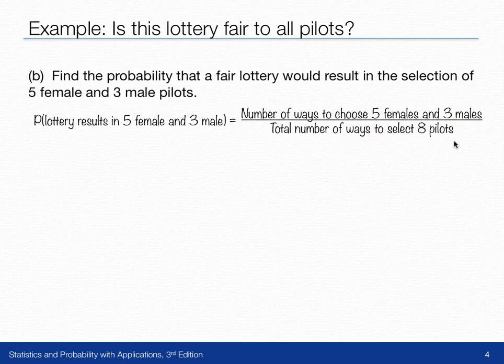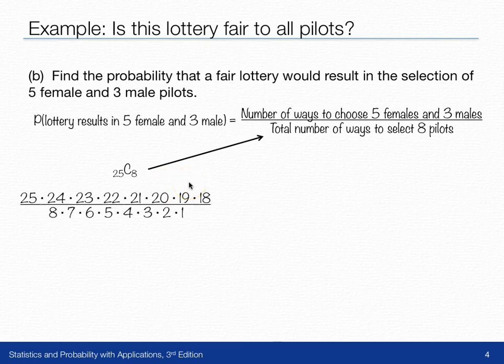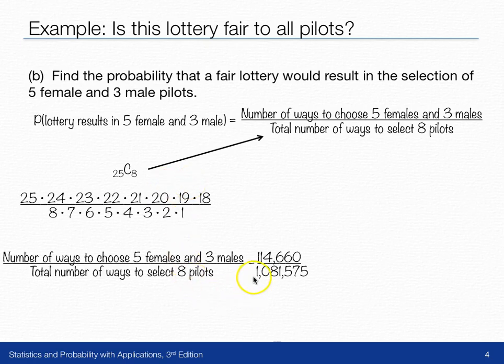Well, in this case, we're not going to look at the male-female business. We're just going to say, how many different ways could I select 8 from 25? That's calculated this way, and when simplified, gives us over 1 million different ways that we could have selected 8 pilots. And so we end up with this number, 114,660 over 1,081,575, which simplifies to about 10.6%.